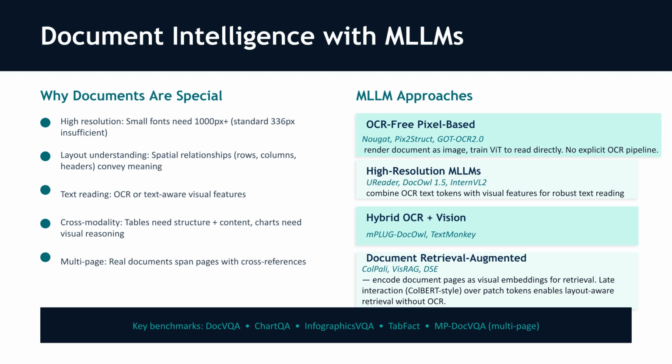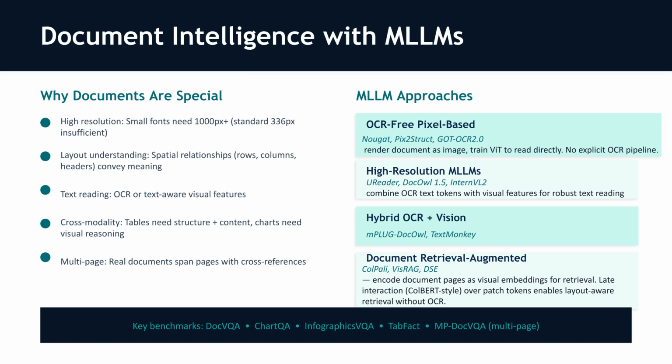Now let us talk about document intelligence with MLLMs, which is particularly close to my research focus. Documents are special because they combine multiple challenges simultaneously. They require high resolution since small fonts need at least 1,000 pixels, while standard models only process 336 pixels.